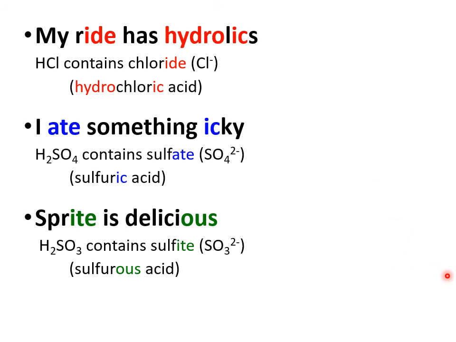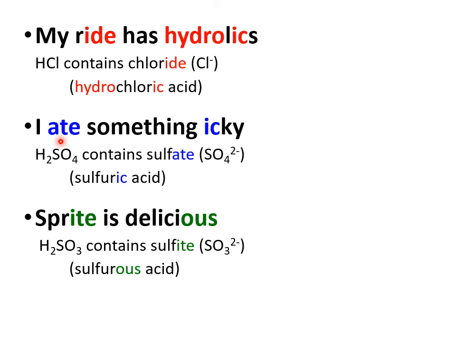And then here are just the mnemonics for you to remember naming acids. For the binary acids that do not contain any oxygen in them, if you remember the sentence, "my ride has hydraulics," what this is telling us is that when the nonmetal that's attached to the hydrogen ends in ide, here chloride, then we do hydro-ic acid. So hydrochloric acid, okay?